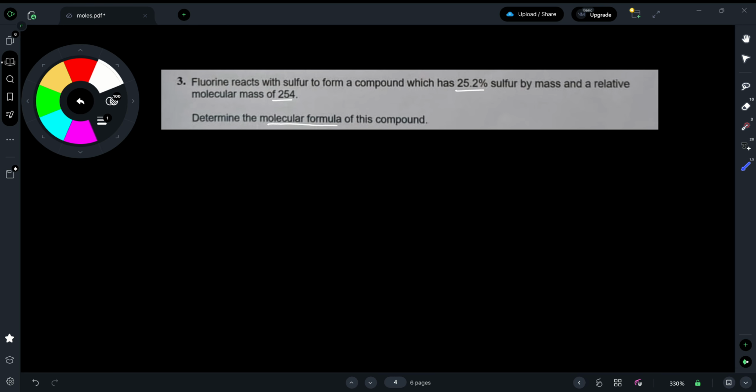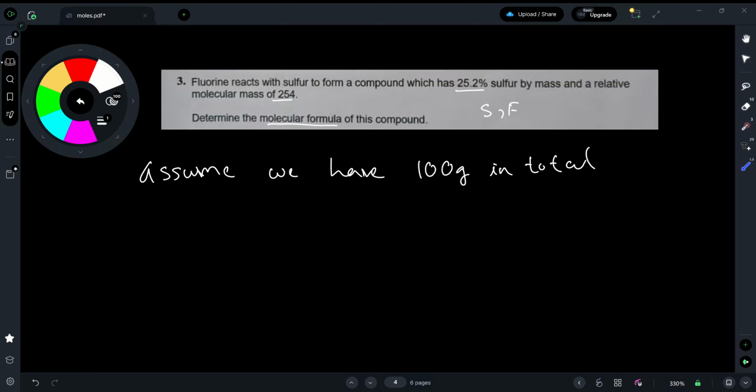So what we have is 25.2% sulfur, and we know it reacts with fluorine, so our two elements in the final compound are sulfur and fluorine. Let's first assume we have 100 grams in total of our compound, so that we can convert this percentage. We can just directly write 25.2 grams of sulfur. It just makes it easier. So we have 25.2 grams of sulfur.